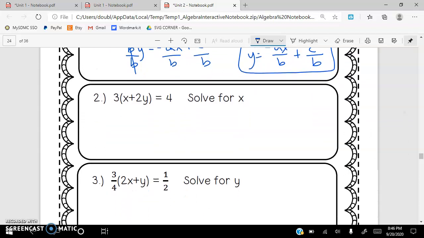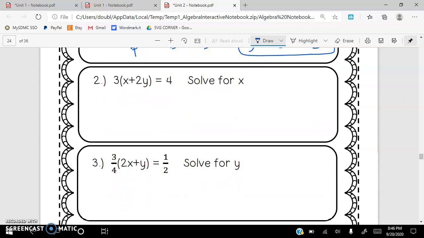So let's move up to the next question. And we have to solve for x, but we have to simplify it to solve it. So we have a distributive property. In order to simplify it, we need to get rid of the parentheses. So 3 times x is 3x, and 3 times 2y is positive 2y equals 4.